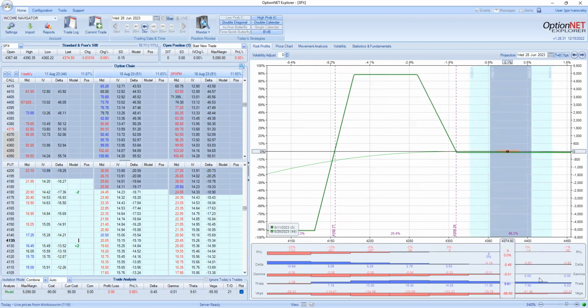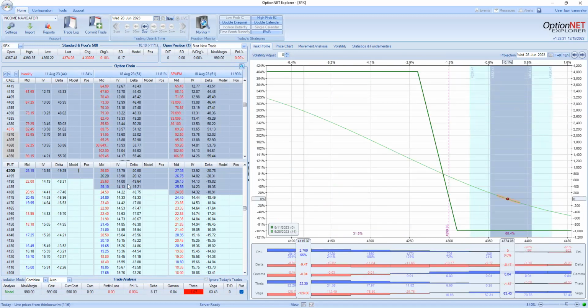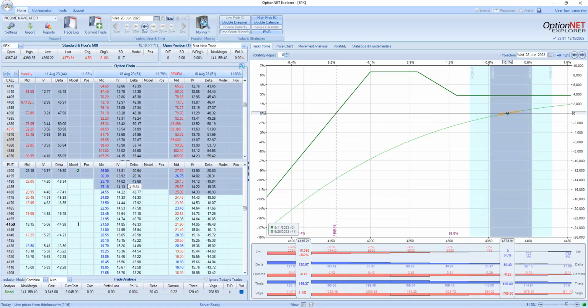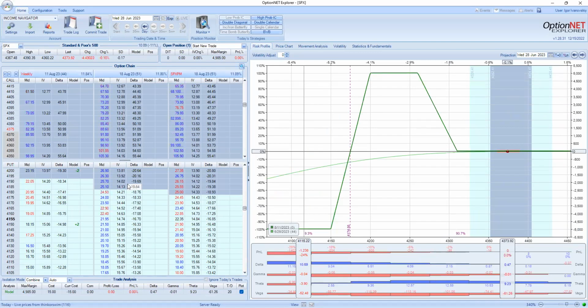Does that make sense? And if we wanted to not pay any debit, we would have to move up maybe another 20 points. So let's see if we go to 4,200 and sell 2 of the 4,200s and then buy 2 of the 41.50s. And now we have a net credit of about 15 cents.